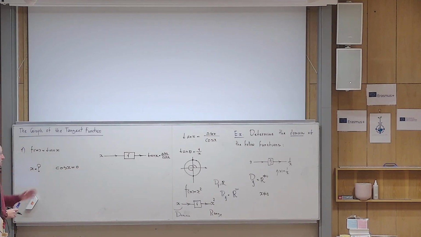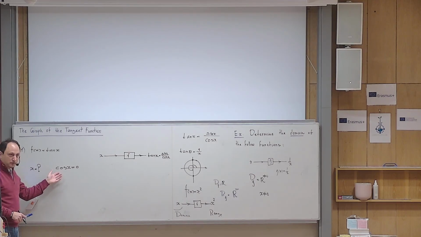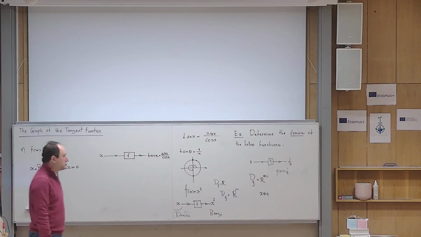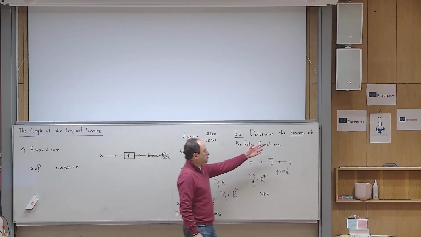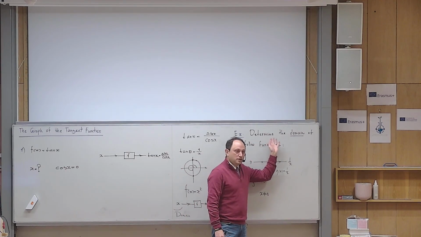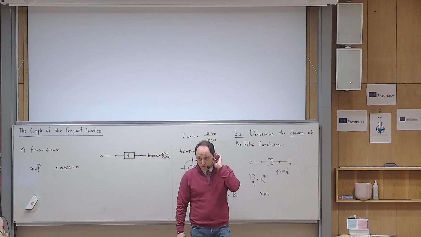Okay? So this is not the domain. This is exactly out of the domain. This is the one that makes trouble for me. Then I exclude them from the set of R. What is left for me is the domain. This is why in the book they sometimes don't ask you about the domain. They ask you for which values this function is not defined.